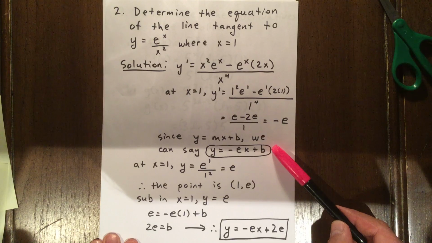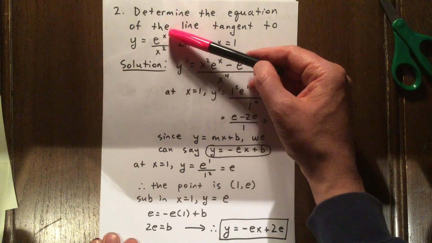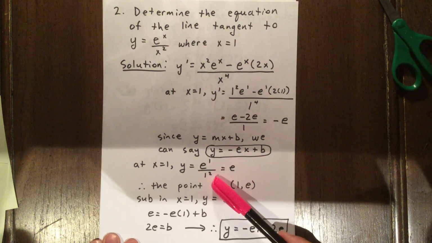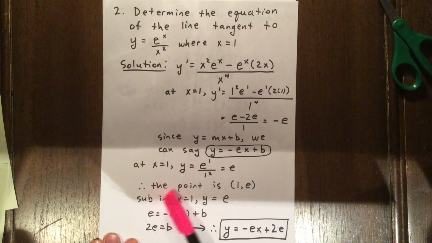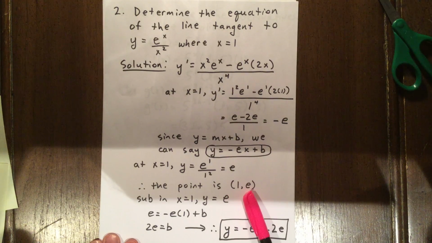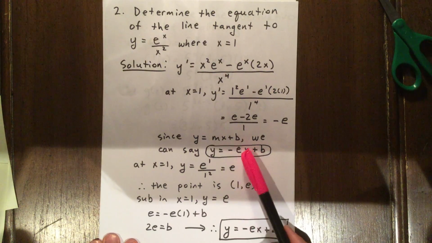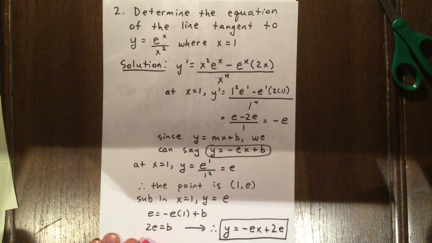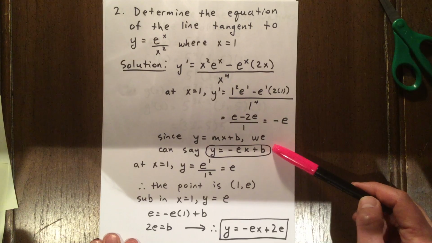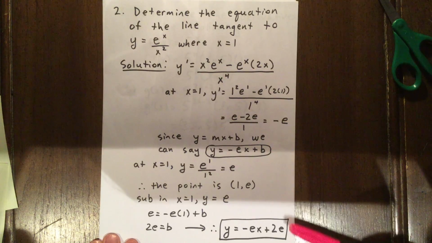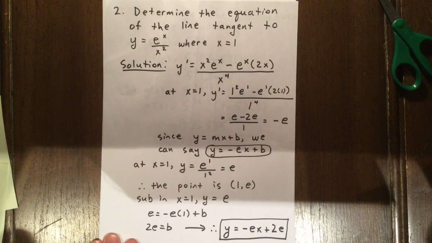Well, at x equals 1, let's figure out what y equals. e to the 1 over 1 squared. That's equal to e. So we have this equation of the line, and it's going through the point (1, e). We substitute an x value of 1, a y value of e. We get e is equal to negative e times 1 plus b. Adding e to both sides, 2e is equal to b. And so what we can do here is we can say y is equal to negative ex plus 2e. That's the equation of the tangent line.